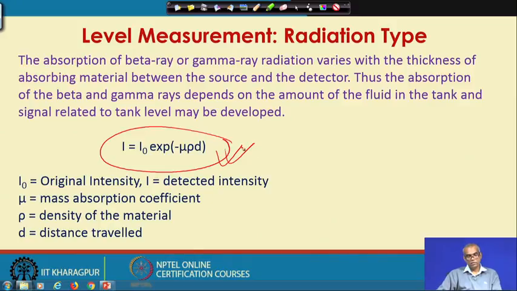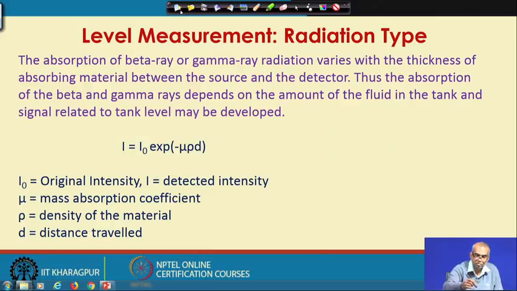So, note that for a given gauge I can find out d if I know I0, I, and of course, rho and mu. We can measure the intensity of radiations using appropriate sensors and then can compute the distance travelled or the thickness of the material or the level as d.